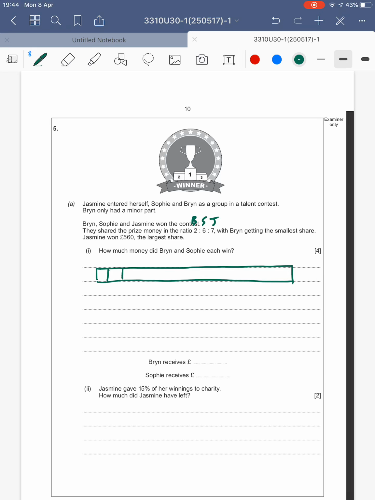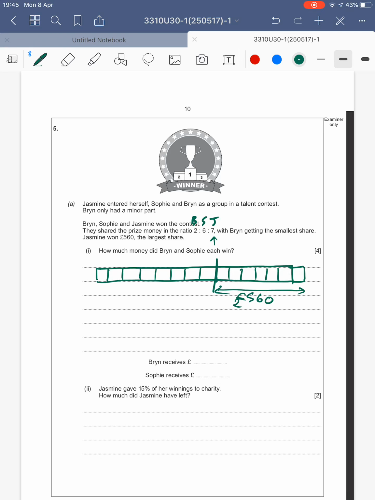So we've got 1, 2, 3, 4, 5, 6, 7, 8, 9, 10, 11, 12, 13, 14, and we need another one to make the 15. We know that Jasmine has the largest share, which is 7 boxes. So we've got 1, 2, 3, 4, 5, 6, 7. So she's got 7 boxes. And we know that all these boxes add up to £560.